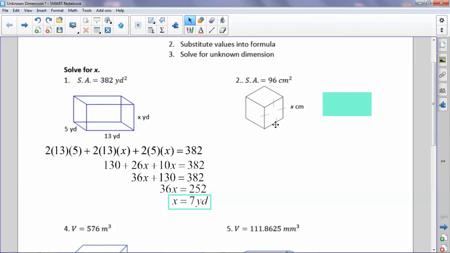We know there are 6 faces in a cube. To find the area of one of them, it would simply be x times x, and since there are 6 of them, we would do 6 times x squared. That's a little hint for you to set equal to your surface area. So go ahead and work on the rest of the problems, and please check your answers with the answer key.